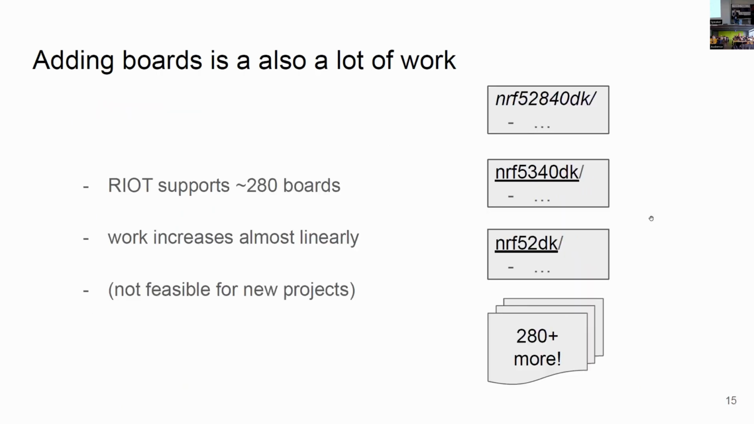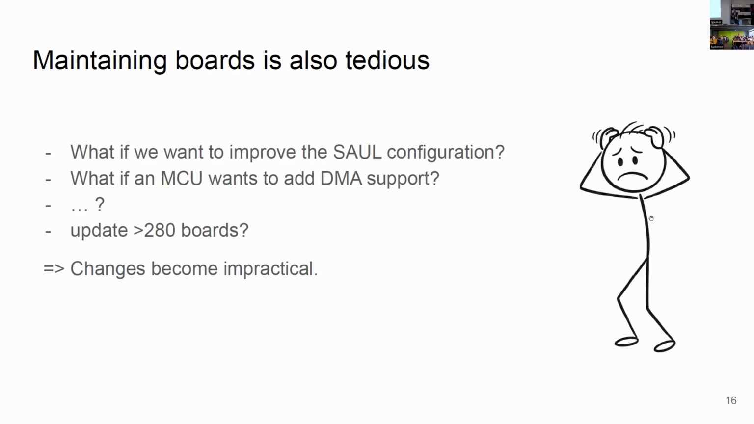So we have this right now roughly 280 times. And it's the same kind of work every time, because if it takes one unit of work for one board, it takes n work for n boards, almost. They do share some stuff, but I think that's actually not feasible for new projects. It's also a lot of work, especially when it comes to maintenance. If something needs to be changed, like the UART configuration when that is updated or improved, or when an MCU wants to add DMA support, are we going to change all of these files? I think that becomes impractical.